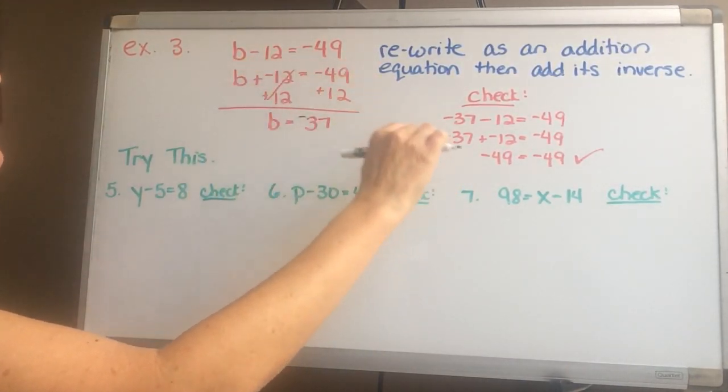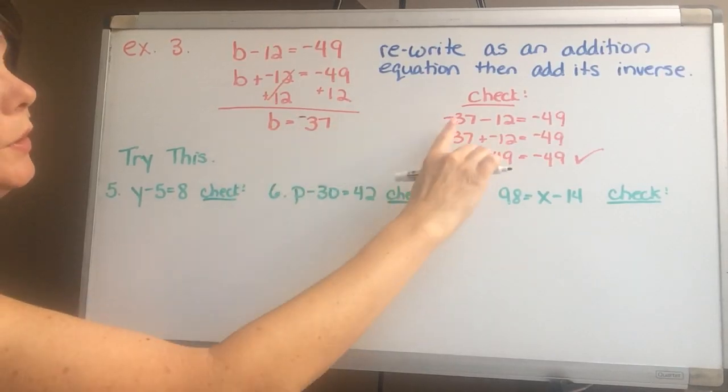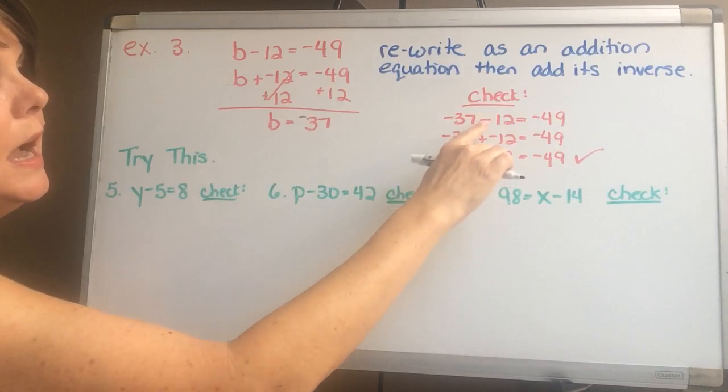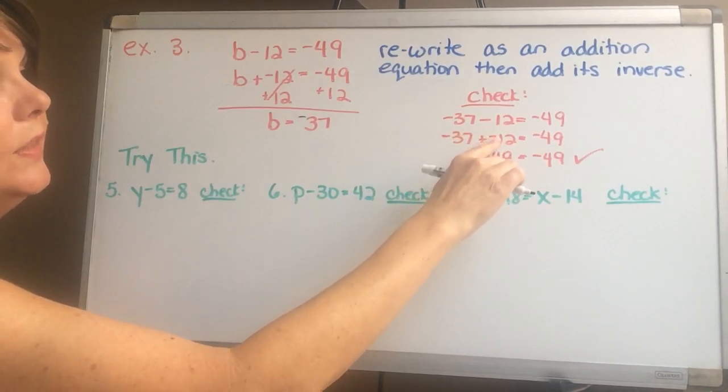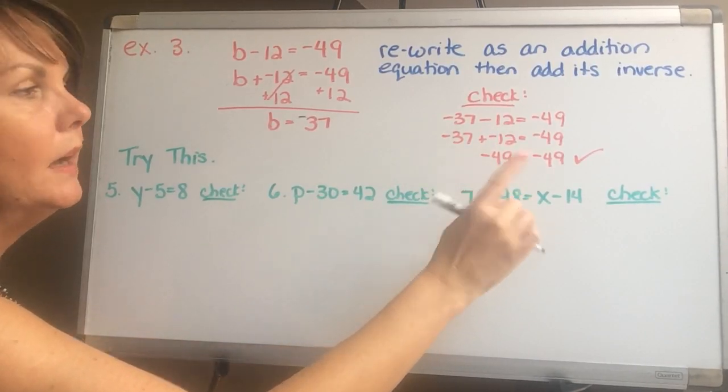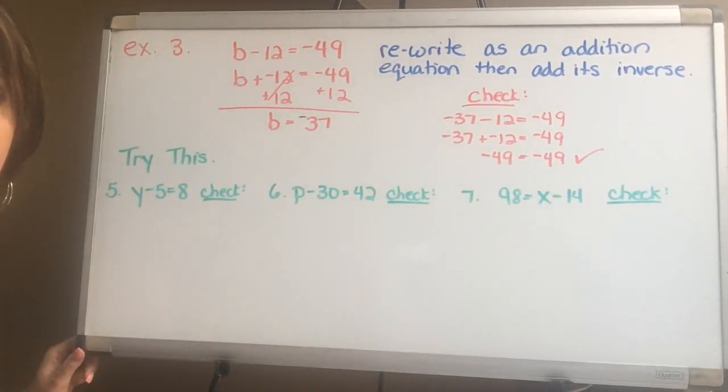B minus 12 equals negative 49. B is a negative 37. So negative 37 minus 12 equals a negative 49. I look at that subtraction as adding the opposite. A negative 37 and a negative 12 is a negative 49. And it works. So let's try a couple.